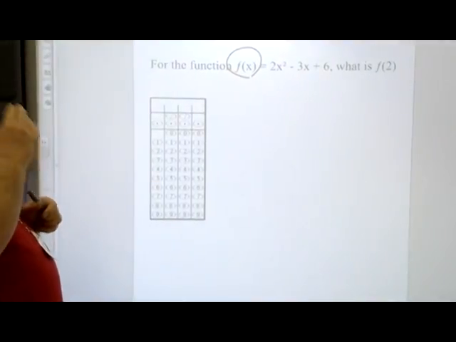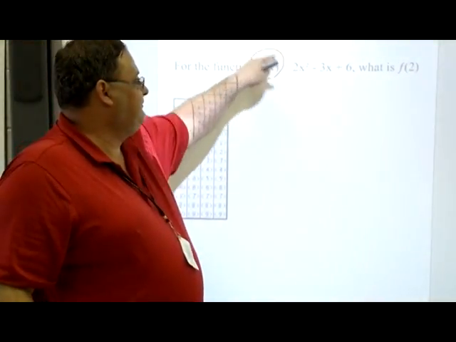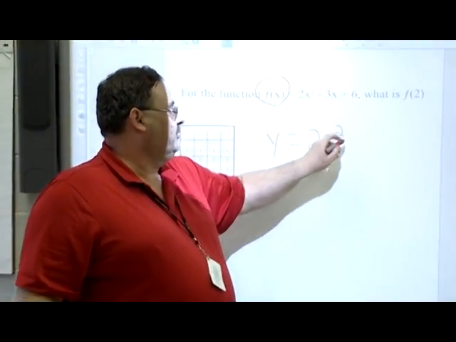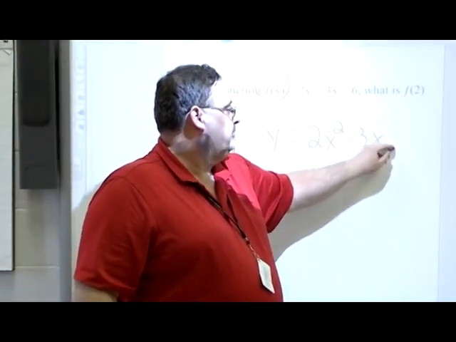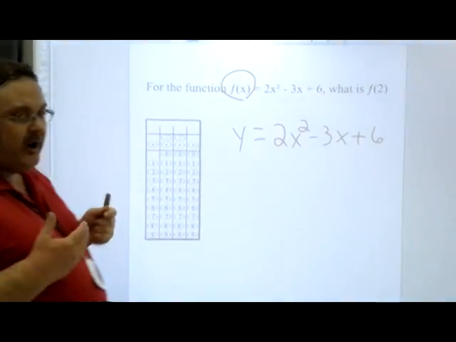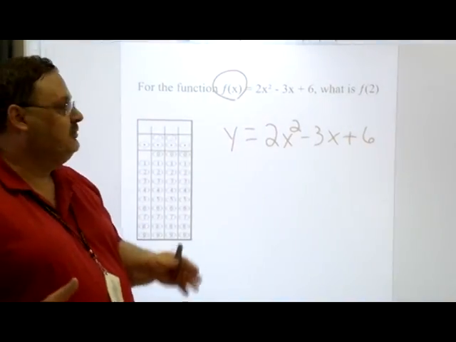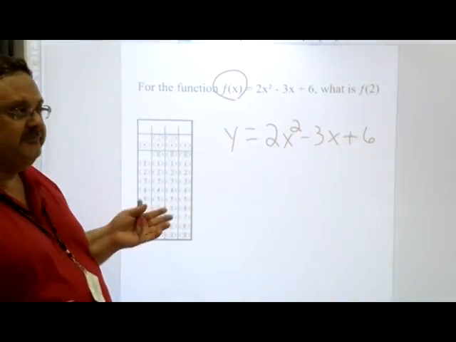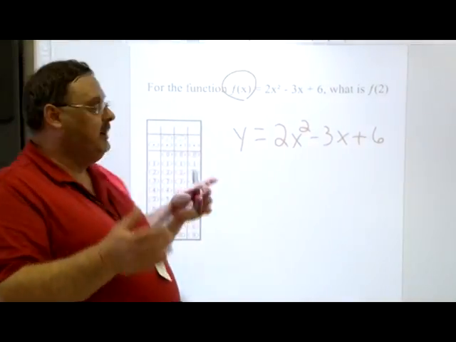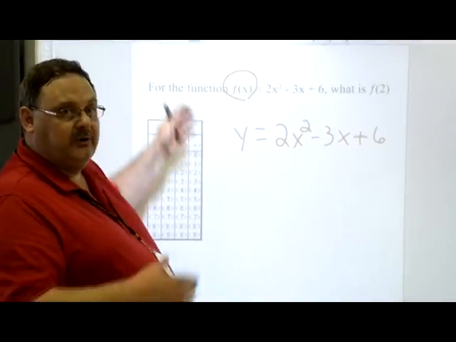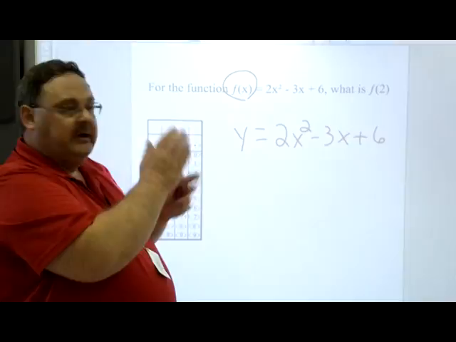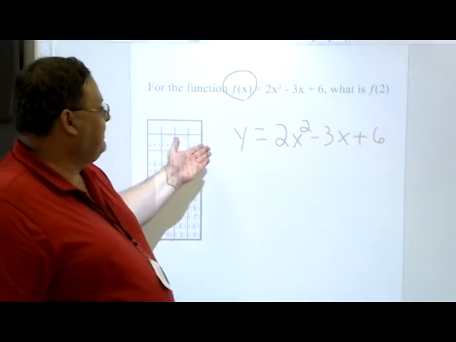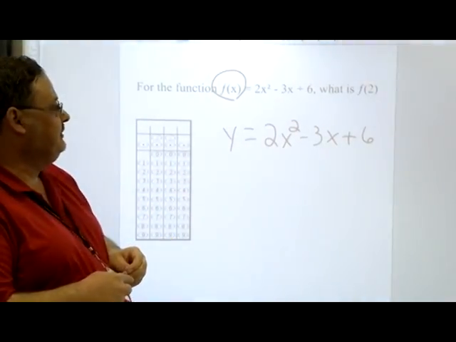What I teach my students is to change the f of x and think of it as y equals 2x squared minus 3x plus 6. I'll have my students rewrite the problem so that they understand there's an X and a Y. And remember, where do the X and Y come from? The X and the Y come from your ordered pairs. You find out where your X is and where your Y is, and every solution is written as an X and Y value on the graph, so we can map it. So I have my students rewrite it, and that makes a little bit of sense to them.